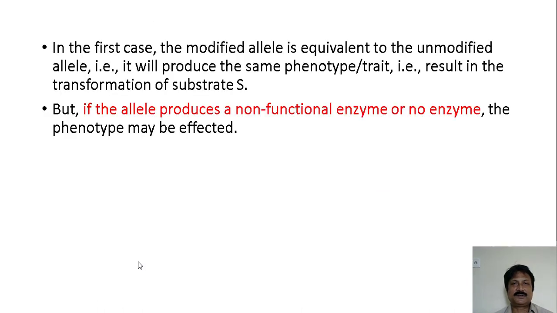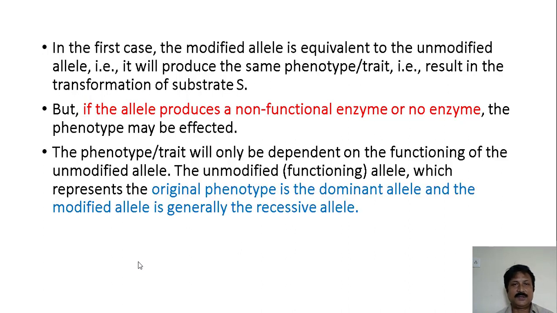Now in the first case, the modified allele is equivalent to unmodified allele. That means they have the same phenotype. If it is so, then the result will be that there will be a transformation of the substrate S. That means here, since the modified allele and the unmodified allele produce the same phenotype. But if the modified allele produces a non-functional enzyme or no enzyme, then what will happen? Naturally, the phenotype will be affected because there will be no transformation of the substrate.